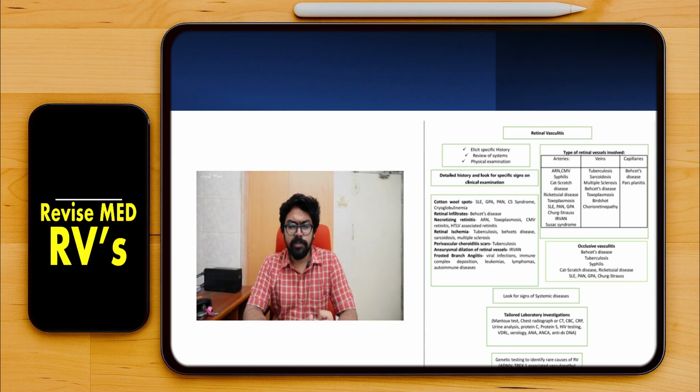Examination should start from the anterior segment. Then you have to go for the posterior segment. Then you have to do the imaging. Imaging includes FFA, which is the gold standard. After that, you have to work out which vessels are predominantly involved, whether they are predominantly having artery involvement, vein involvement, or both, or capillaries.